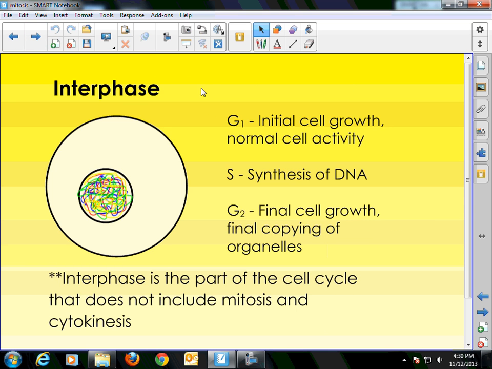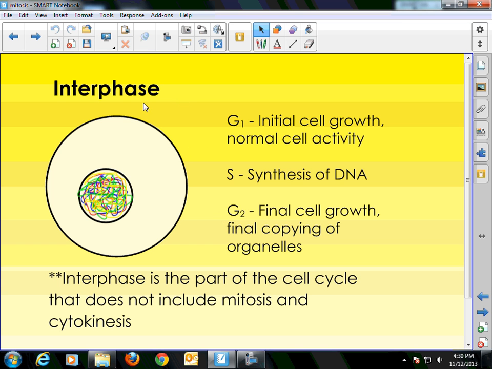Let's start right off with the first part here. It's called interphase. Now, this is actually not part of mitosis. This is what happens between the cell divisions in the cell cycle. So this is the G1, the S, and the G2 portions of the cell cycle that we learned about in our prior lesson.